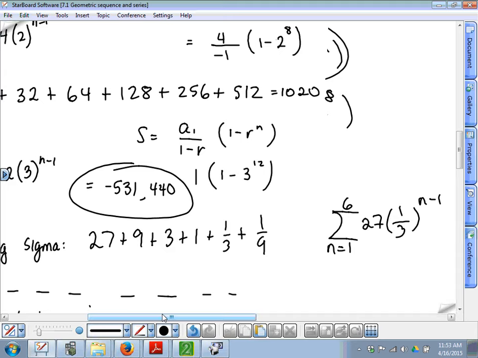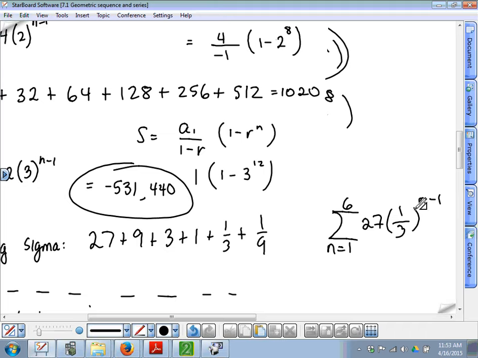Now, a sub n equals is a way to find just any random term. This is a way to add up terms of a sequence. So they're different. What if I got that equation without adding it?